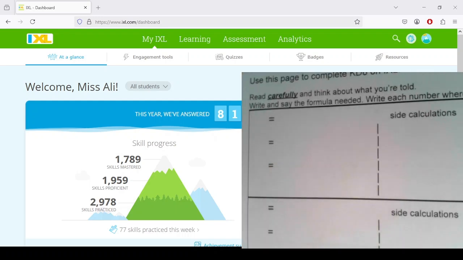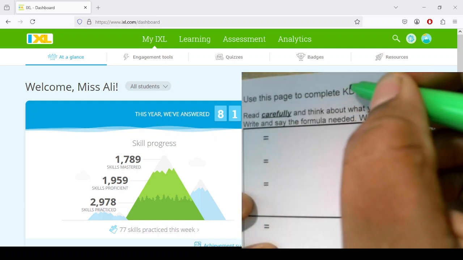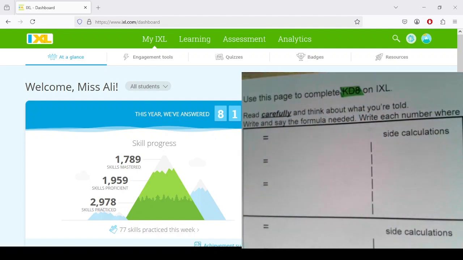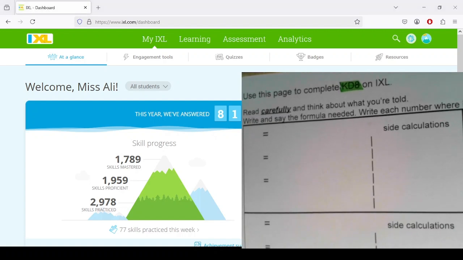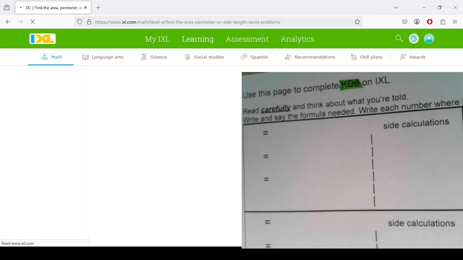So now I'm going to begin the assignment myself. I've looked at good writing and bad writing in math. My instructions tell me to use this page to complete KD8 on IXL. And so I'm going to go to IXL. I'm going to type in the code KD8. And I'm going to select the match skill.